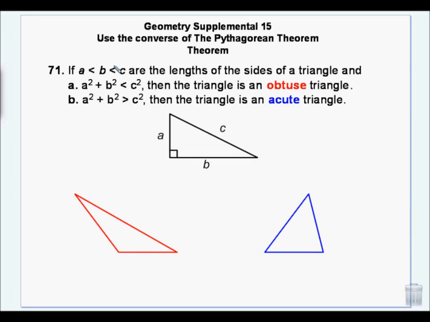This theorem says if A is less than B, which is less than C, so C is the longest side, and we have the lengths of the sides of a triangle, if A squared plus B squared is less than C squared, we have an obtuse triangle. So that's this right here. So if you have A, B, C, this angle is greater than 90.